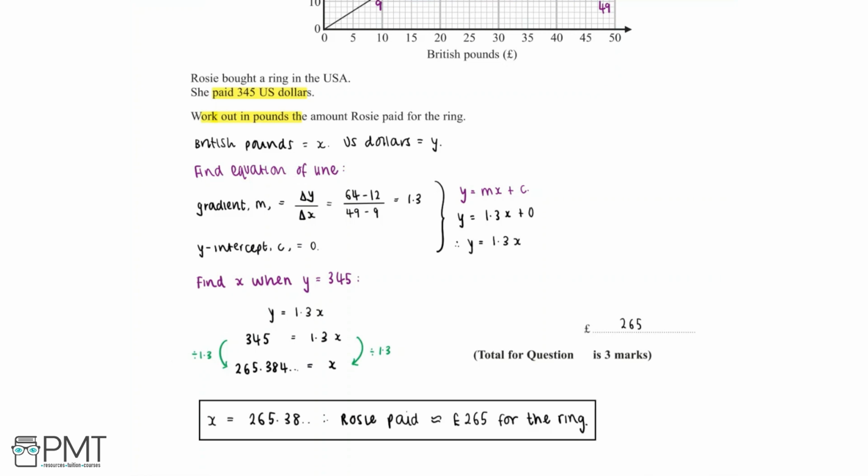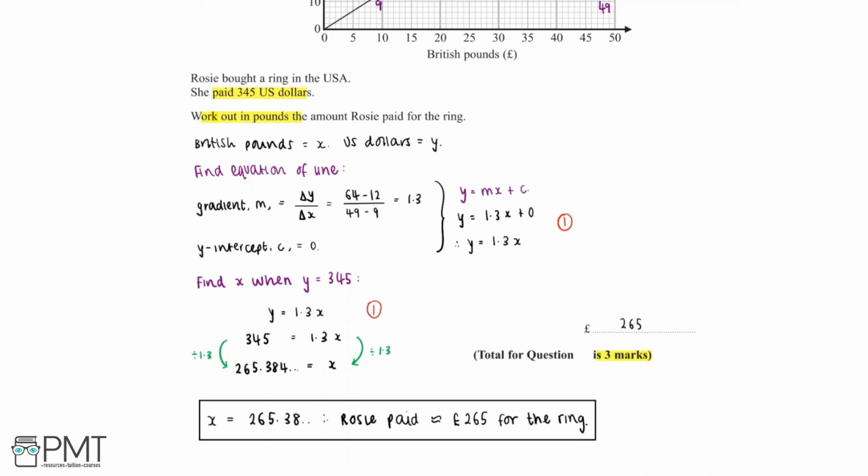And so we've now found the correct final answer, that Rosie paid approximately £265 for the ring that she bought in the USA. Now this question is worth 3 marks. We get the first mark for using our graph in order to find the equation of the line. We get the second mark for setting up an equation where y is equal to 345 in order to find the value of x.